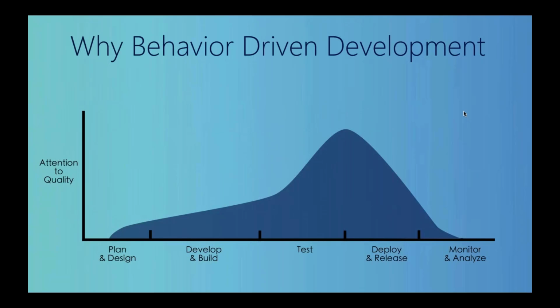And to do that, if we look at a typical software development project, probably everyone knows these phases. We have plan and design, develop and build, test, deploy and release, and in the end monitor and analyze the application. When you look at a typical project, testing and paying attention to the quality of the code and the quality of the app, most of that effort is spent during the test phase and the deployment and releasing phase.